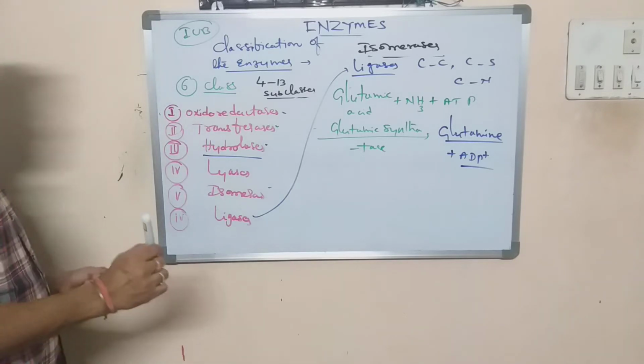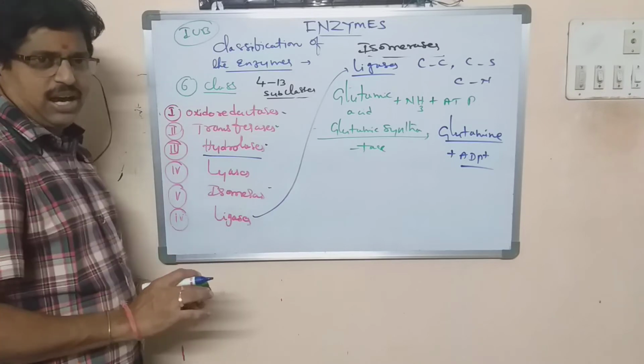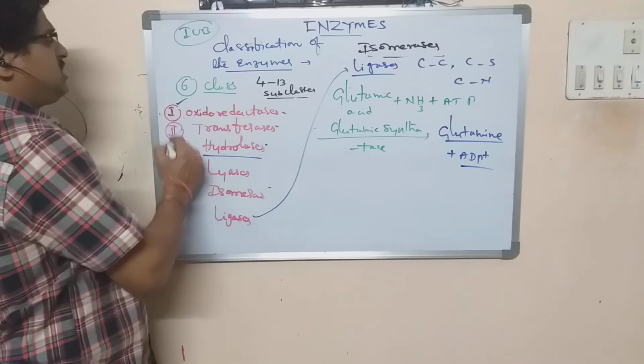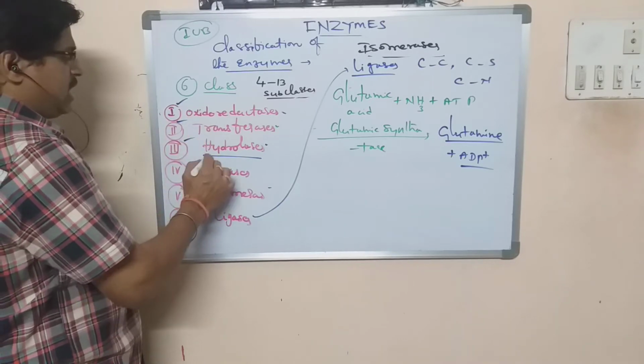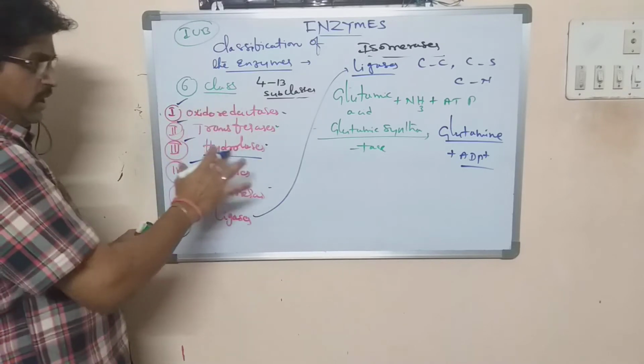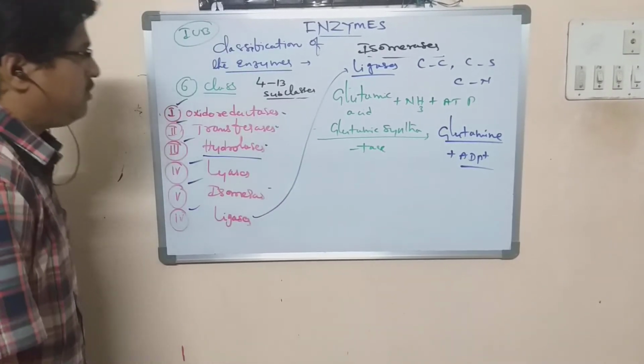So based on the nature of the catalytic activity of the enzymes, they are totally divided into 6 classes: oxidoreductases, transferases, hydrolases, lyases, isomerases, and as well as ligases. In this way, this is one of the classifications of the enzymes that we will take.